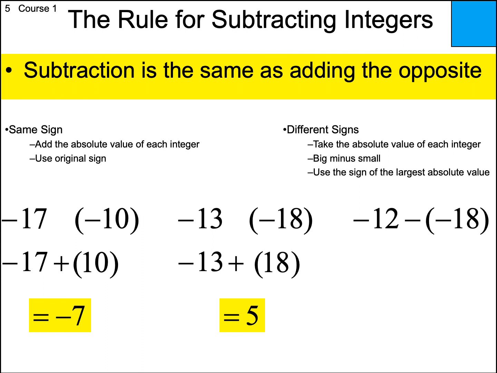And the last one. Subtraction is the same as adding the opposite. Opposite of negative 18 is 18. Different signs. Negative 12, positive 18. 18 minus 12 is 6. And let's see, I got more positives than negatives, so positive 6. There's your 3 answers.